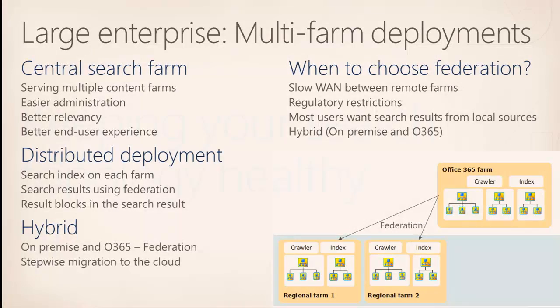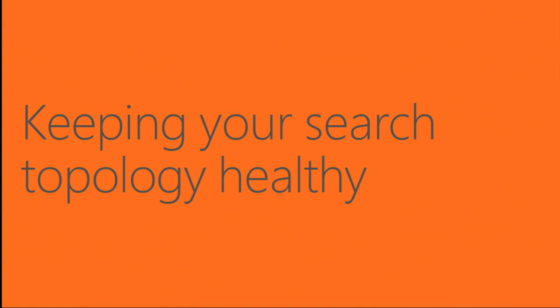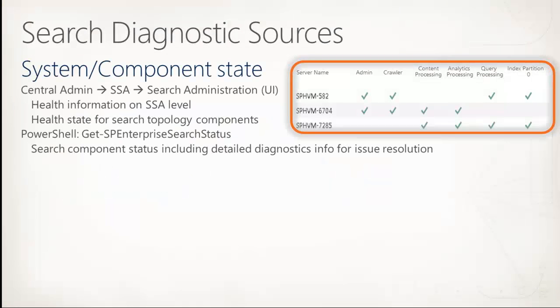Okay, then we go to the next part of the presentation, talking about how you can keep your search topology in a healthy state. Of course, that's important. We have different sources of diagnostics in the system. First of all, we have the system and component state that we have already been touching. You have seen it in the demo, how you can get the state of the different components and the partitions here. You see everything is green here, no problem. Everything is working fine.